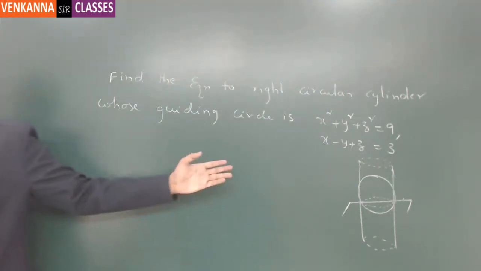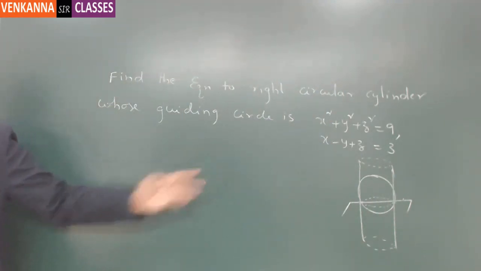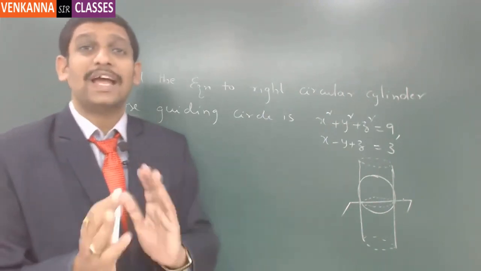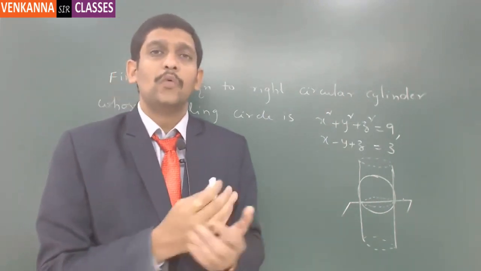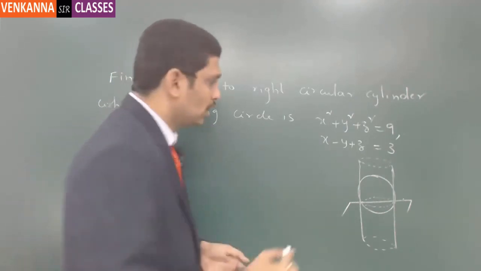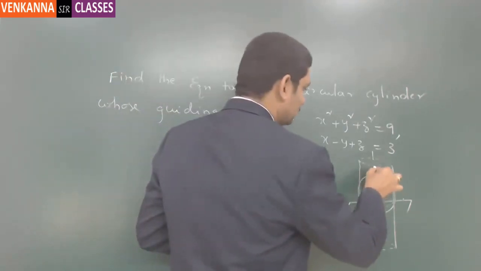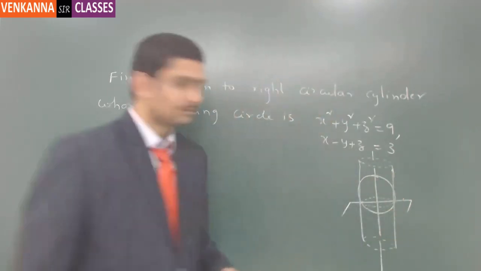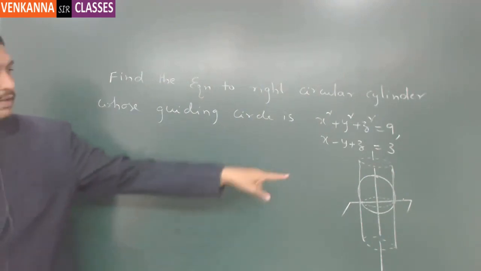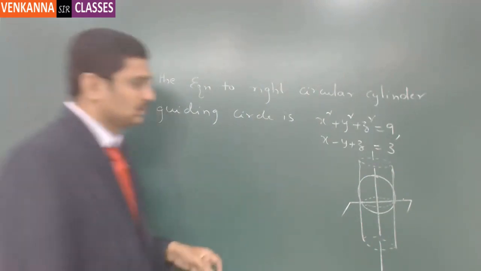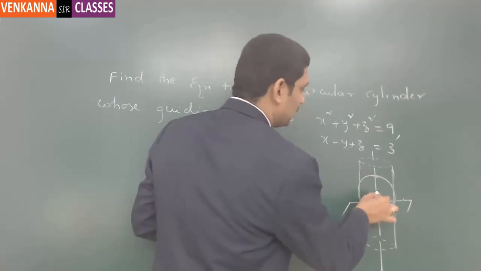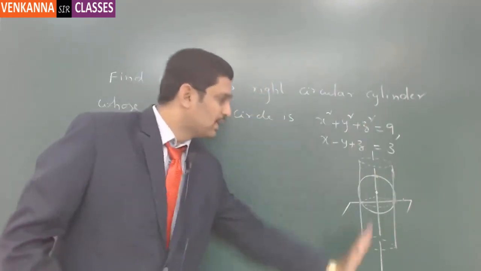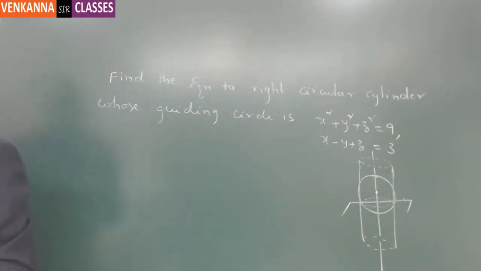So as and when we talk of the right circular cylinder, it must have the axis. So how we are considering the axis? We consider the axis as it is passing through the center of the sphere and perpendicular to the plane. This is nothing but the axis of the cylinder. Is the overall idea clear for everyone?